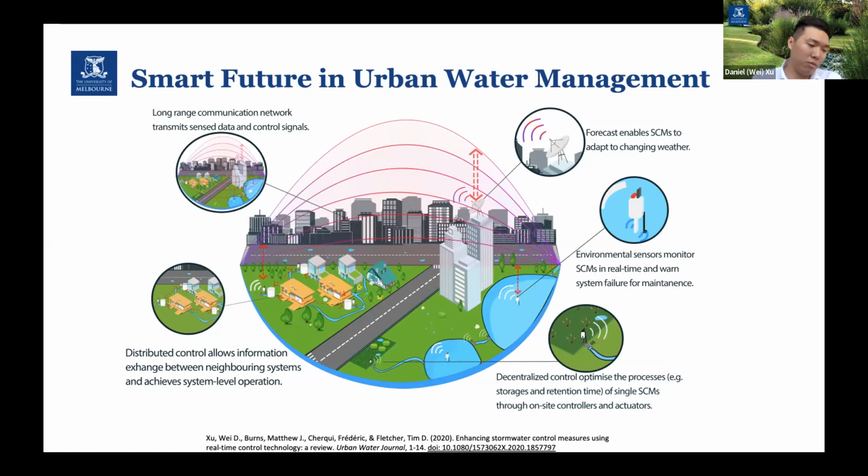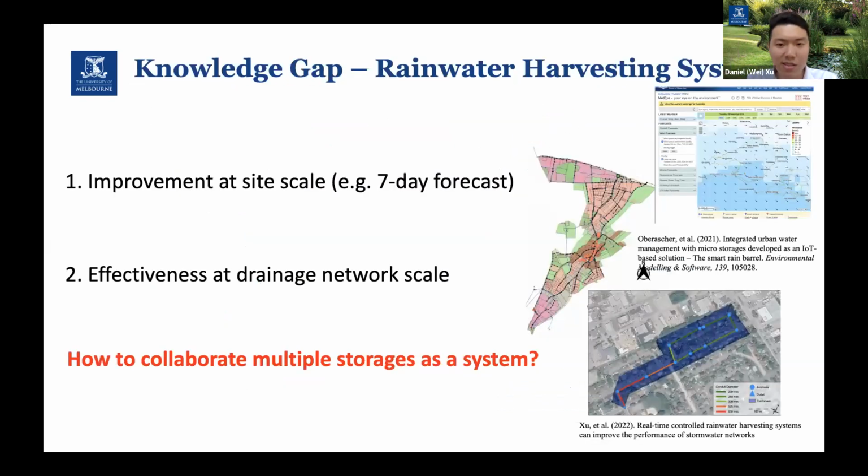And currently we have made a lot of efforts, especially I see a lot of experts among the participants today. We have done a lot of work to make this work. So far, if we just talk about rainwater harvesting systems, we have done a lot of work improving these systems at the site scale, for example the work using a 7-day forecast to optimize each individual rainwater tank. And we have also tested effectiveness at the drainage network scale, such as Martin just introduced his work looking at larger scales, and we have also done quite similar work, which is in progress and under review.